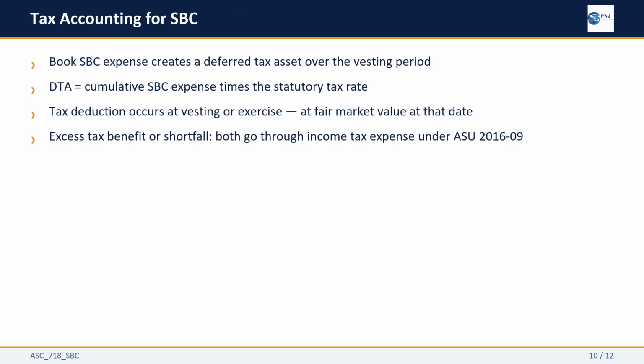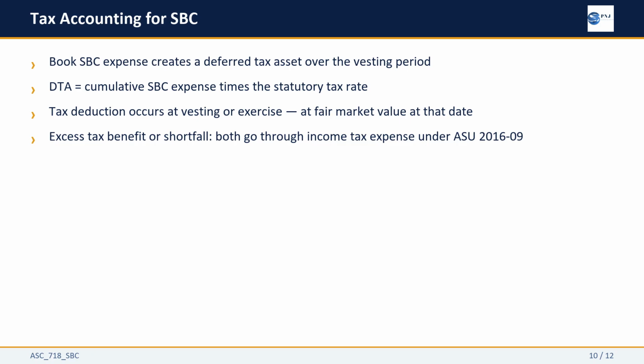SBC creates an important timing difference for income tax purposes. The company recognizes book SBC expense over the vesting period, but the actual tax deduction is only available when the award vests or is exercised, and the deduction is based on the fair market value at that later date, not the original grant date fair value. This timing difference creates a deferred tax asset over the vesting period. The DTA equals the cumulative SBC expense recognized so far multiplied by the statutory tax rate. When the award vests or is exercised, the DTA reverses as the actual tax deduction is taken.